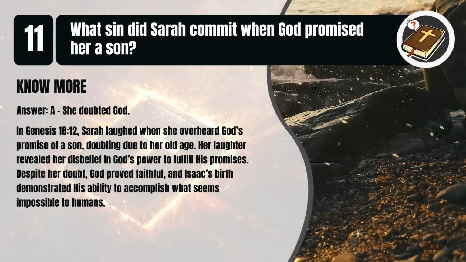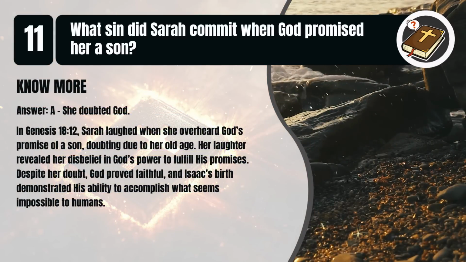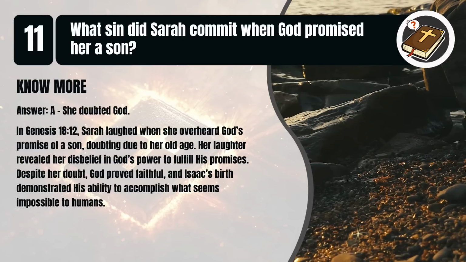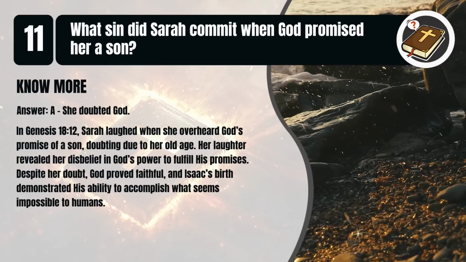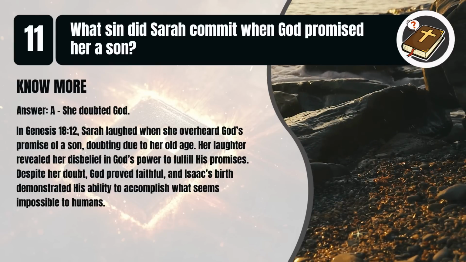That's A. She doubted God. In Genesis chapter 18, verse 12, Sarah laughed when she overheard God's promise of a son, doubting due to her old age. Her laughter revealed her disbelief in God's power to fulfill His promises. Despite her doubt, God proved faithful, and Isaac's birth demonstrated His ability to accomplish what seems impossible to humans.